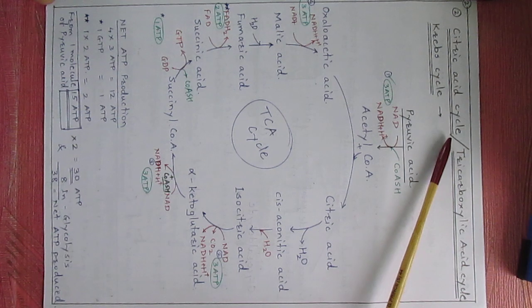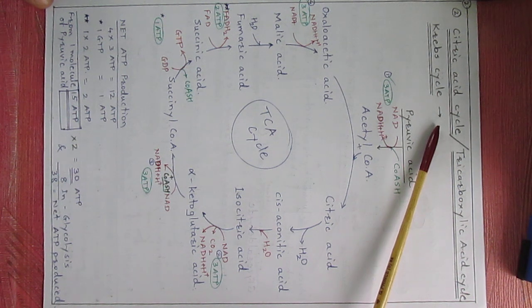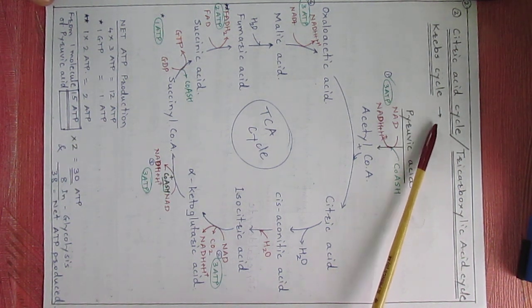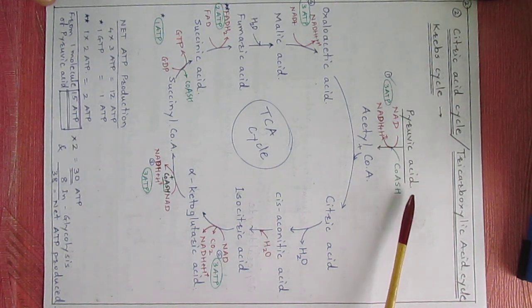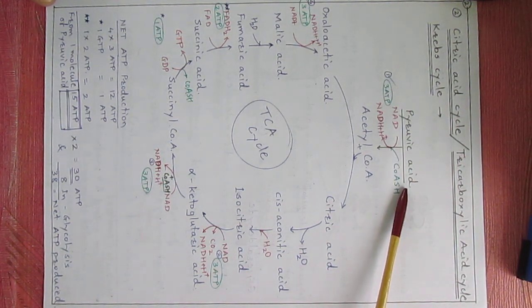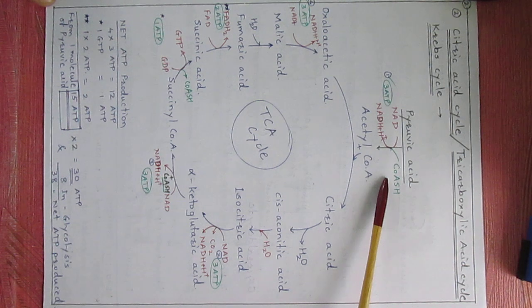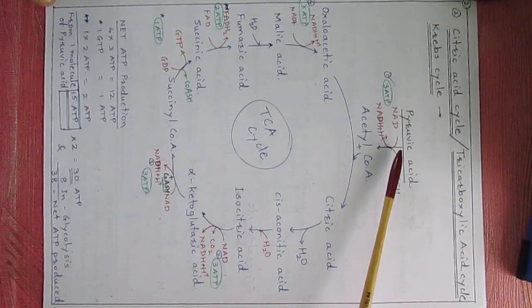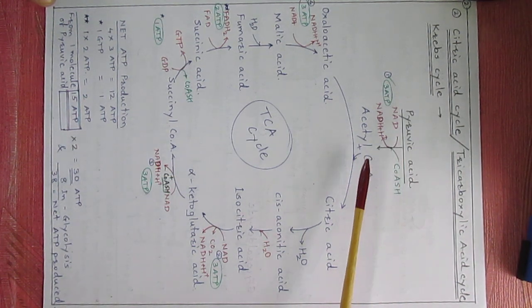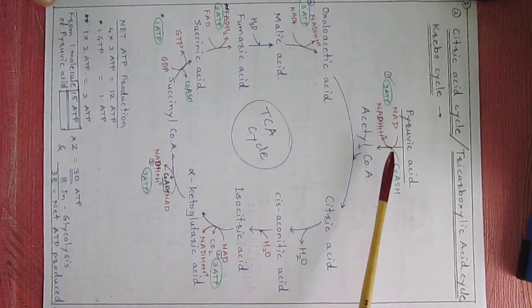citric acid cycle. It is also known as Krebs cycle because it is discovered by Hans Krebs. Therefore, we are going to call it also as Krebs cycle. Now, in this process, the pyruvic acid which is produced in the process of glycolysis is utilized here, and here this pyruvic acid combines with the coenzyme A in the cytoplasm only, and there is the formation of acetyl coenzyme A.